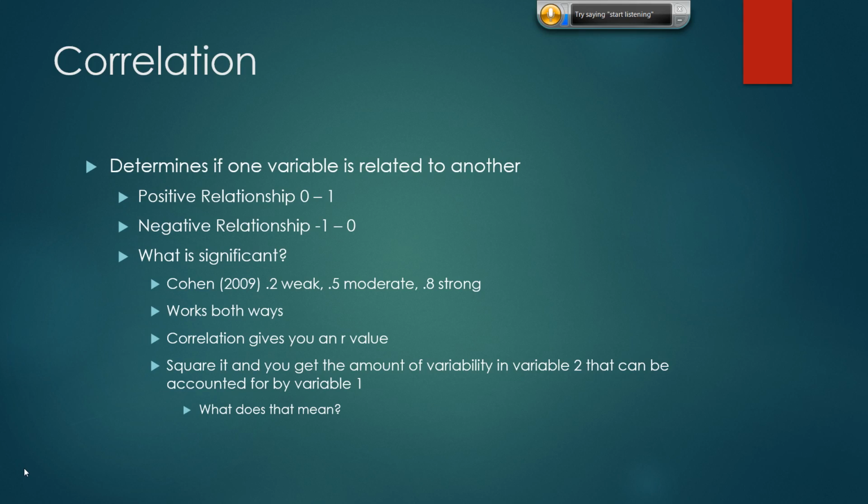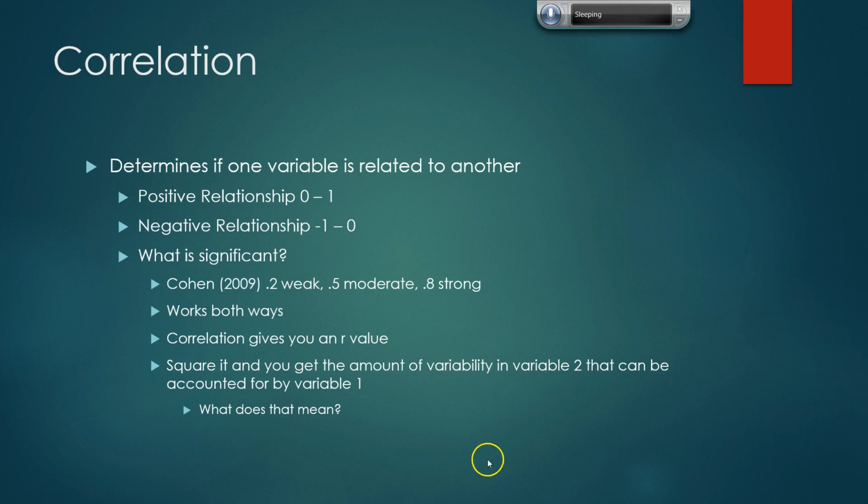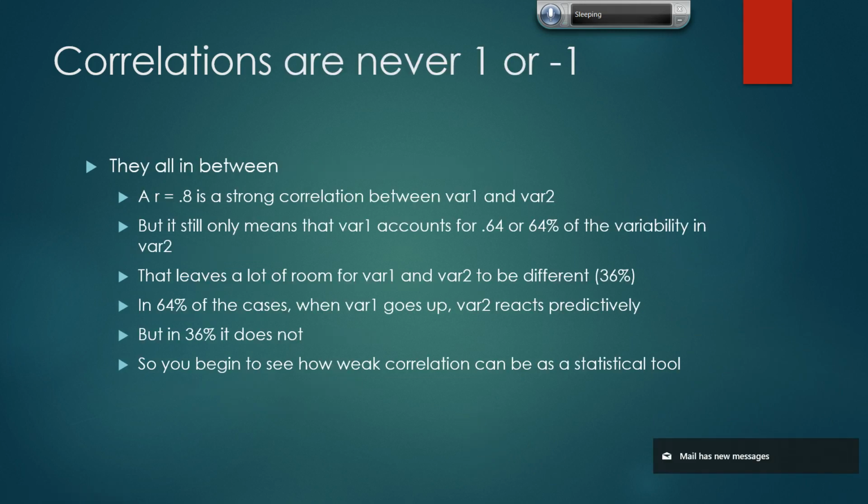So what does that mean? Correlations are never a positive one or a negative one. You just never get a correlation that extreme unless you're comparing something to itself. So they're all somewhere in between. A correlation coefficient of 0.8 is considered by Cohen's article to be a strong correlation, and we would look at that and think, yes, those two variables are very closely related.